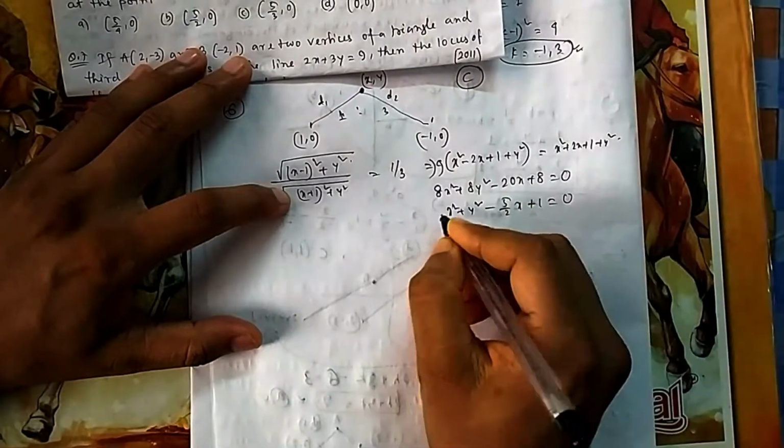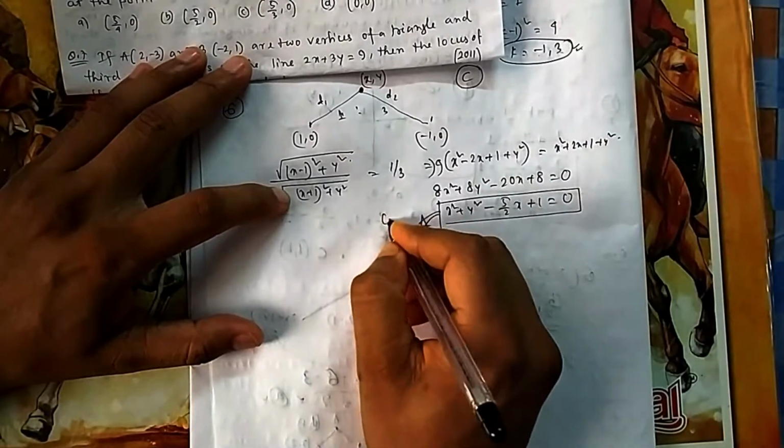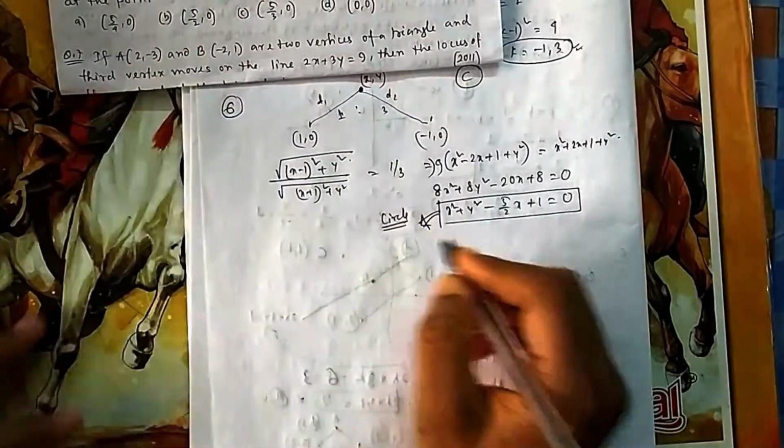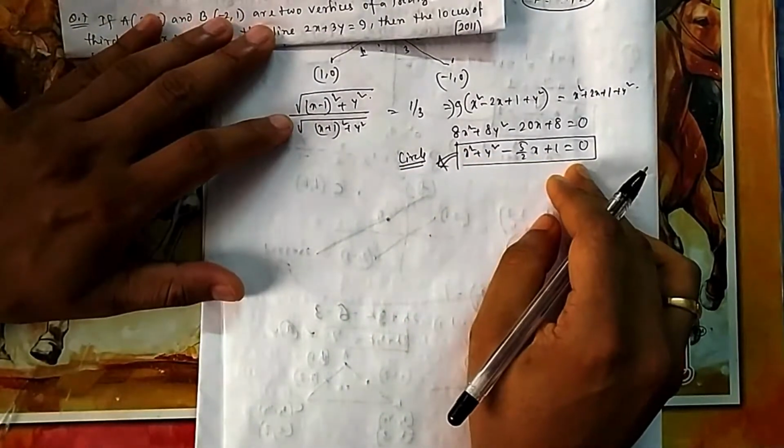So those who have not studied circle till now don't know, but those who have studied know this is the equation of circle. We will come to it just after completion of straight line. Next topic is circle. So you know this is the standard equation of circle.